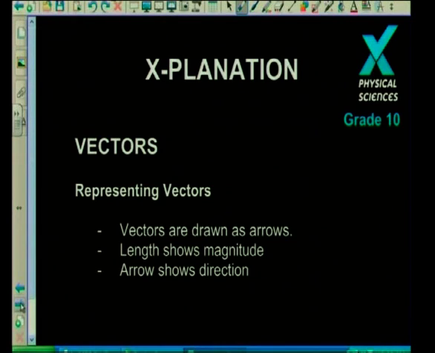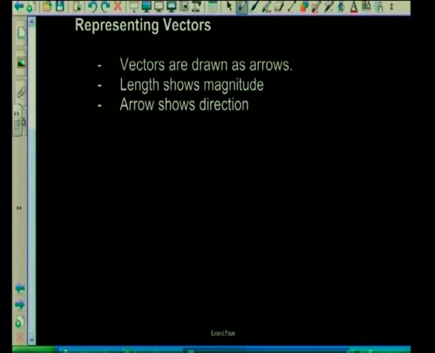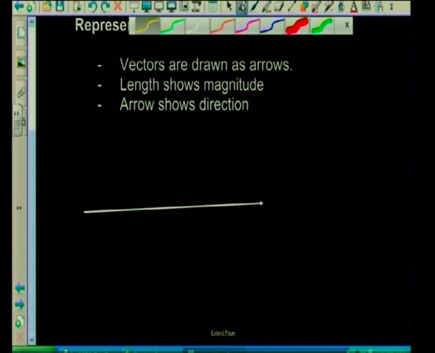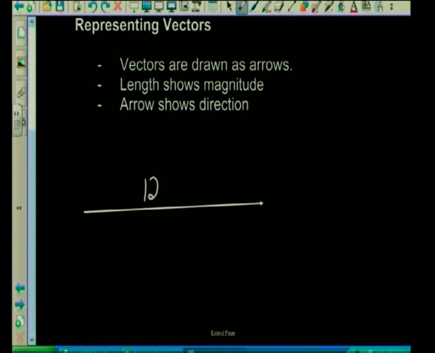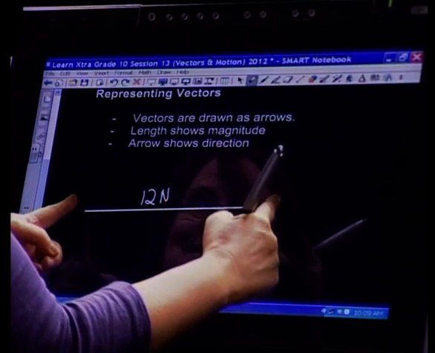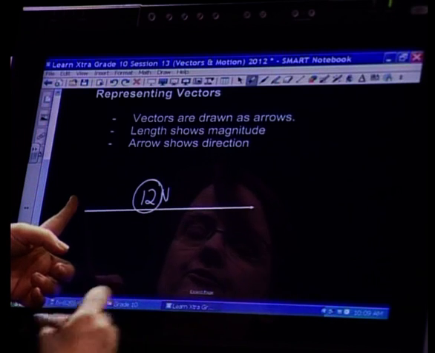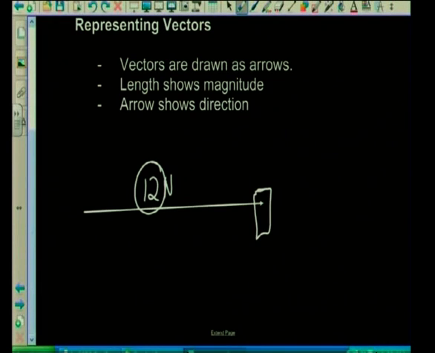Now, how do we show a vector? This is important. This is a new thing for you. Vectors are shown with arrows. So, if I draw an arrow here, that represents a vector. Let's say this represents a force of 12 newtons. The size of my arrow, the length, shows the 12. The arrow shows me the direction. Okay, so we point it in the right direction.